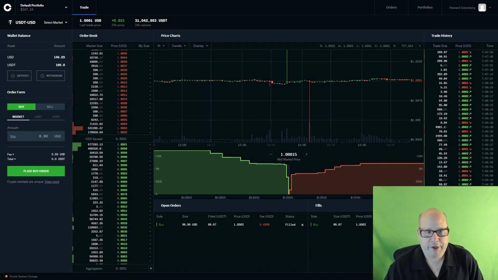We're able to see over here under the open orders that my order did fill. I paid $99.99 in US dollars. I received 99.97 Tether for that. While this is supposed to be pegged to the US dollar, as you can see, it's trading at 1.002. The transaction fee was 0.499. And again, the status, it has been filled. That's how you can take a look at an order once it's been executed.